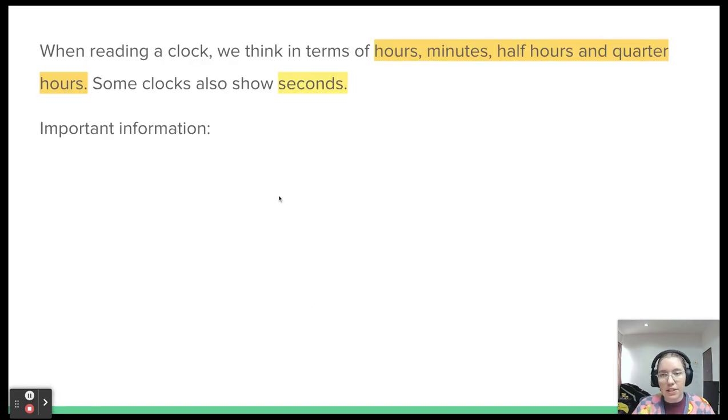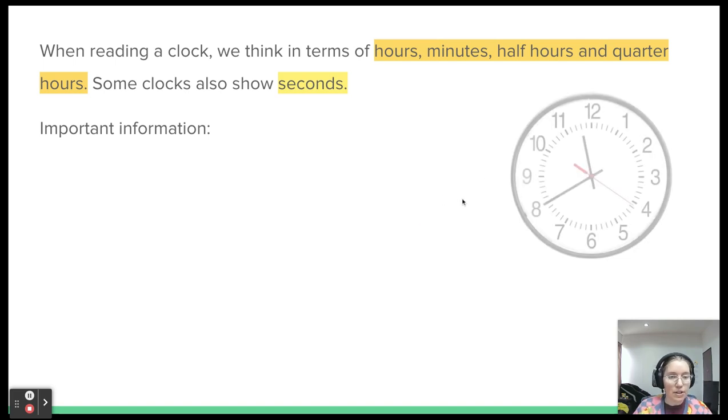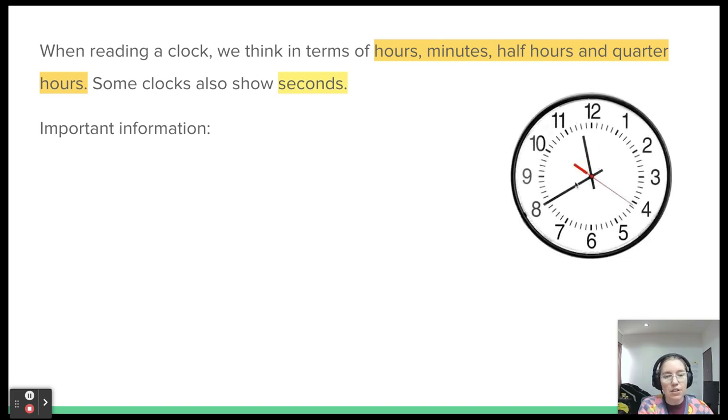When you're reading a clock, so this is all about reading clocks, we think in terms of hours, minutes, and half hours and quarter hours. Some of the clocks will also show your seconds. I'll show you that here in a second. What you see on the right, this clock that's just shown up, shows your time.